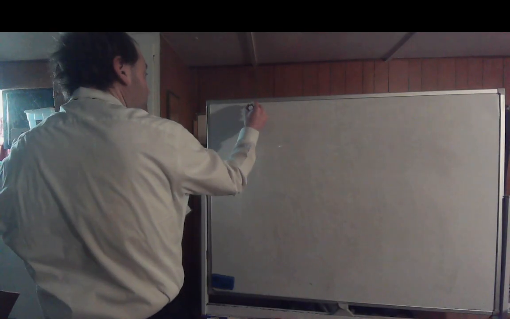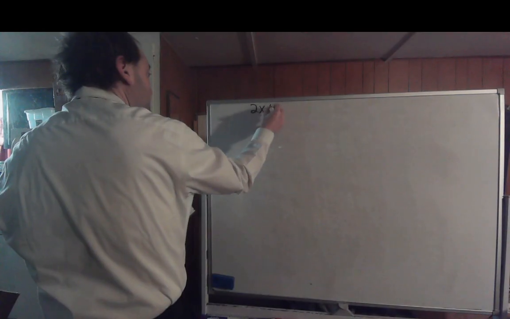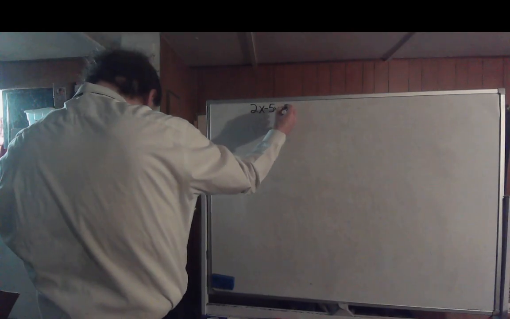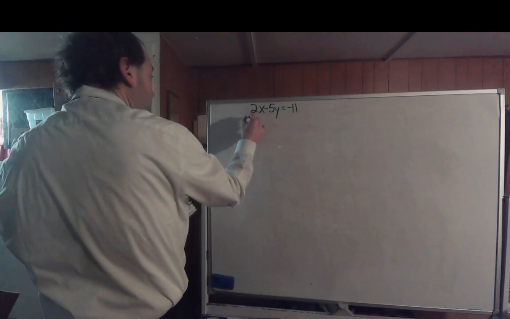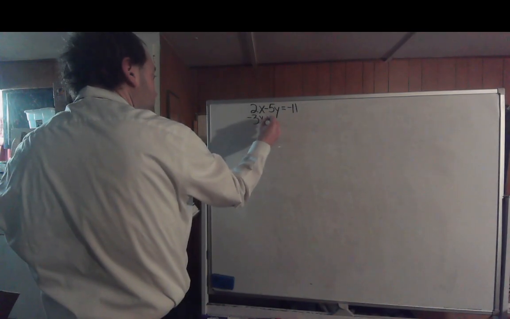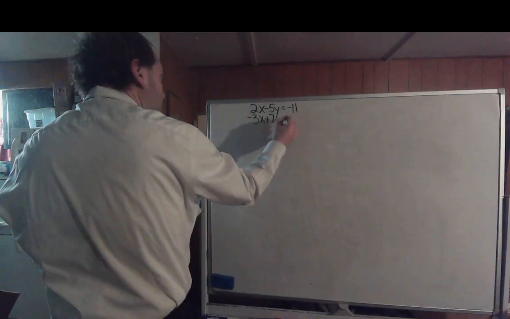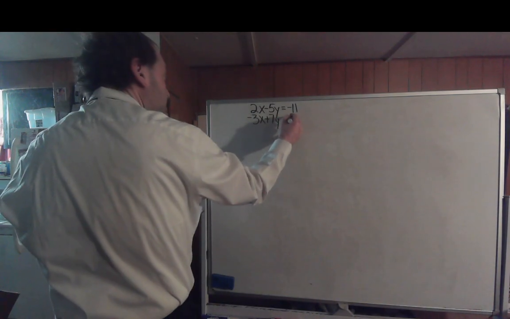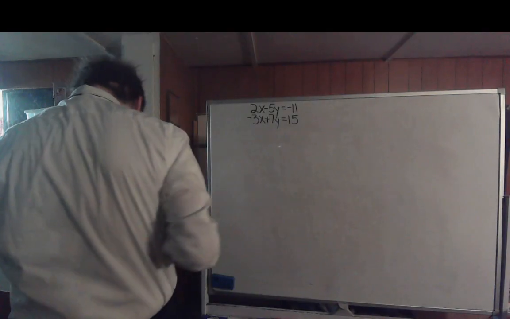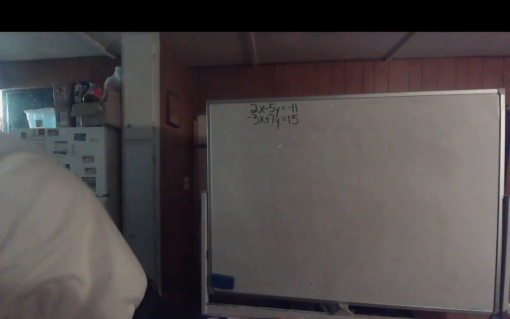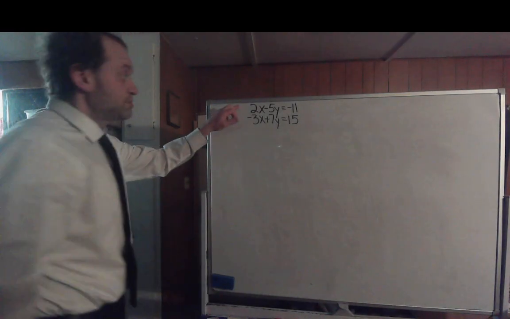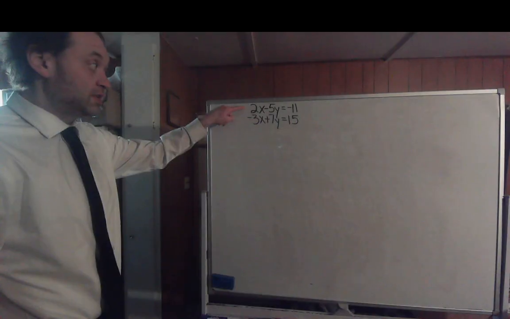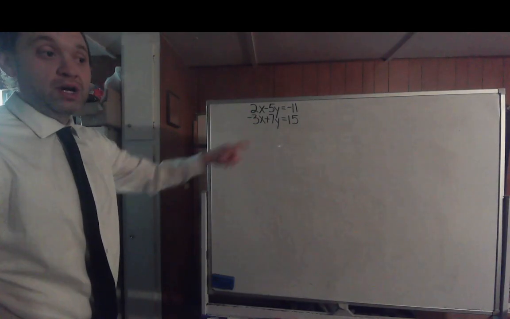Alright, so let's see. We have 2x minus 5y is going to be equal to negative 11. Then we have negative 3x plus 7y is going to be equal to 15. So, 2x minus 5y equals negative 11. Negative 3x plus 7y equals 15.